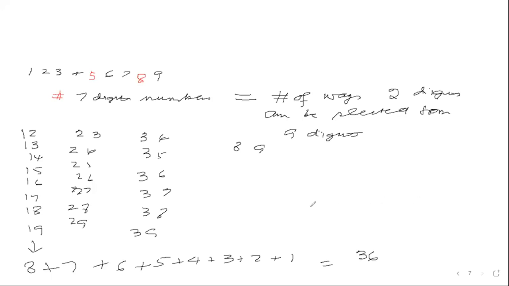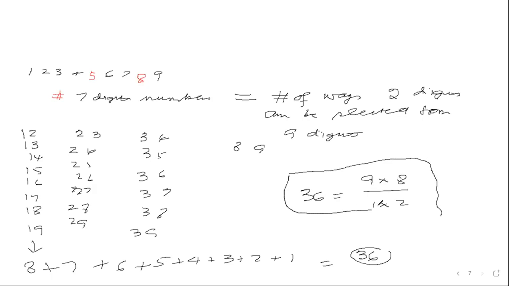Now, while I'm here, I'm going to show you this 36 is actually 9. You're taking 2 numbers from 9. You take 9 times 8 and divide it by 2. 72 divided by 2. Now, this is just an observation, and it always happens like this.